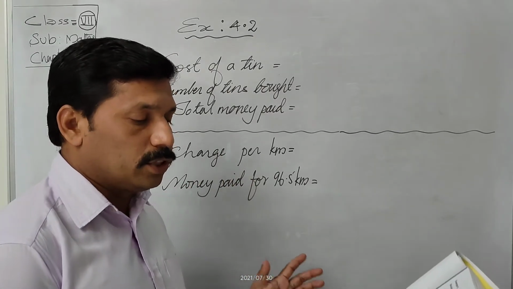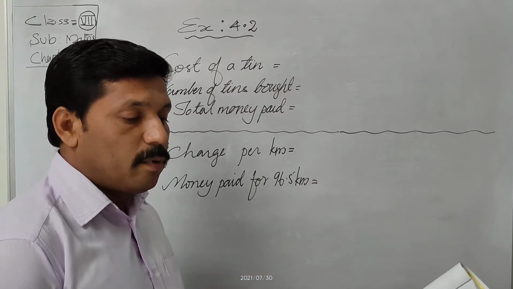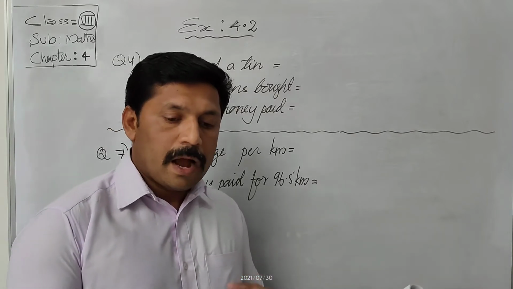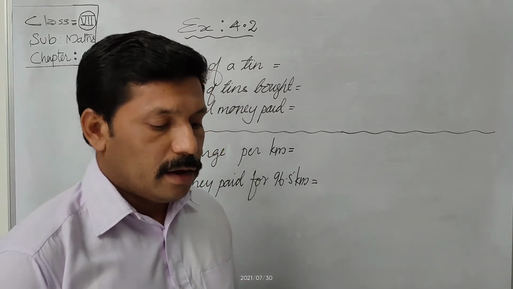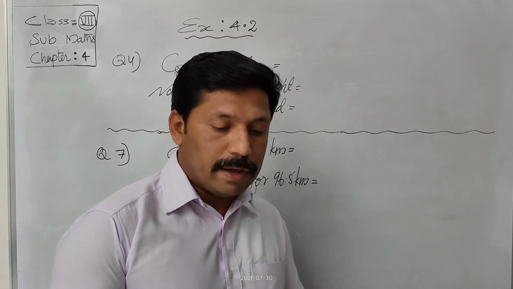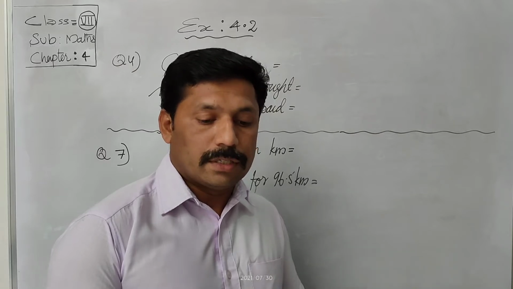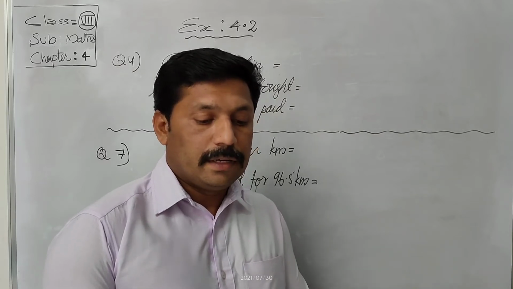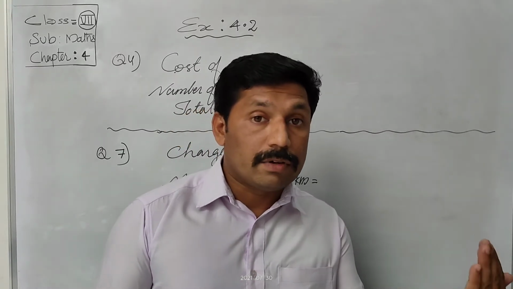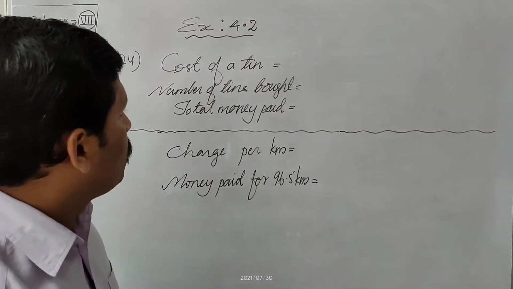The fourth question is this: A tin of milk powder costs 35.45 rupees. Mayur bought 5 such tins. How much money did he pay? One tin of milk powder costs 35.45 rupees. Mayur bought 5 such tins. Then how much money did he pay? So here one's cost we know, and we have to find out the cost of 5. That means one to many. It is multiplication. You know that it is multiplication.